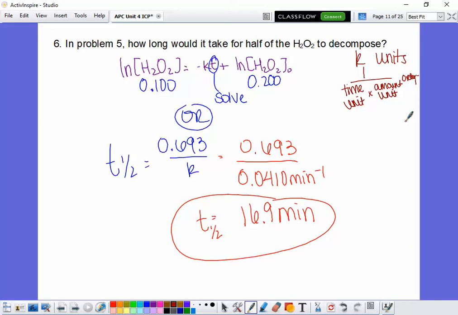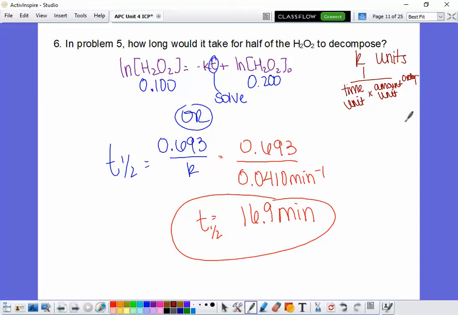Okay? So remember, you can work backwards from the units to figure out what the order was. You can work backwards from the units on the K value to figure out what order it was. Or when you're finding K, you can find the units of it from the overall order. You can go either way. You should make sure you can find it in either direction.